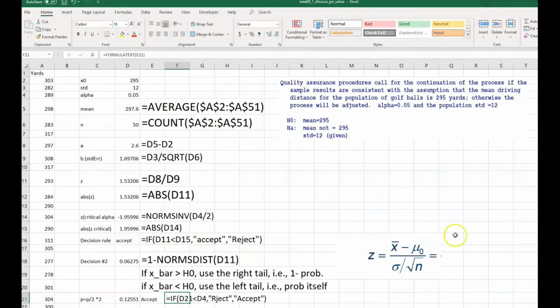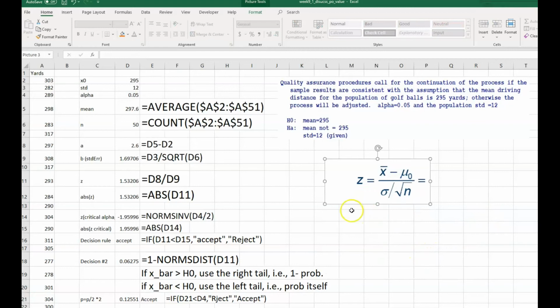I'm going to summarize this exercise. For this exercise, we test a hypothesis. Our mean equals 295. So this is the population mean. Our calculated result is 297.6. It's higher than this population mean. Because the standard deviation is given as 12, we use the z value. If the standard deviation is not given, then we simply use t.